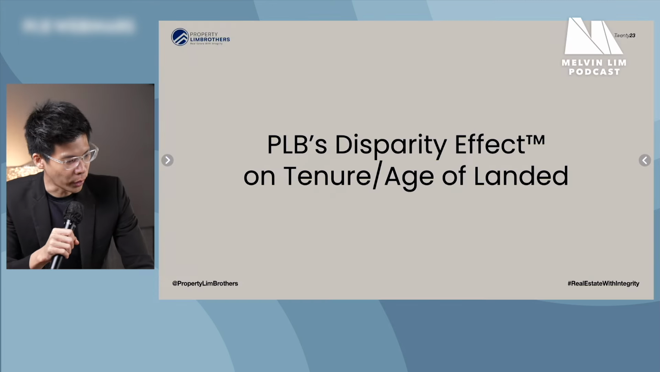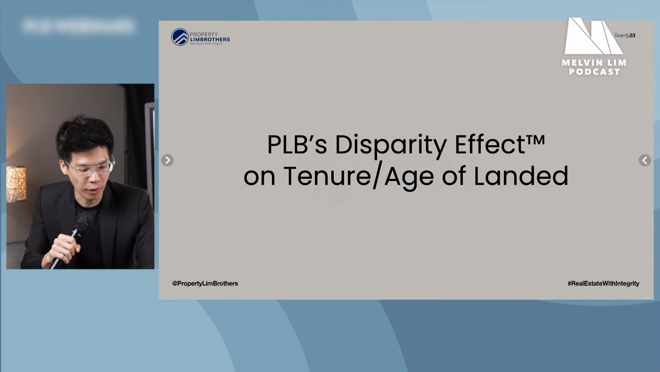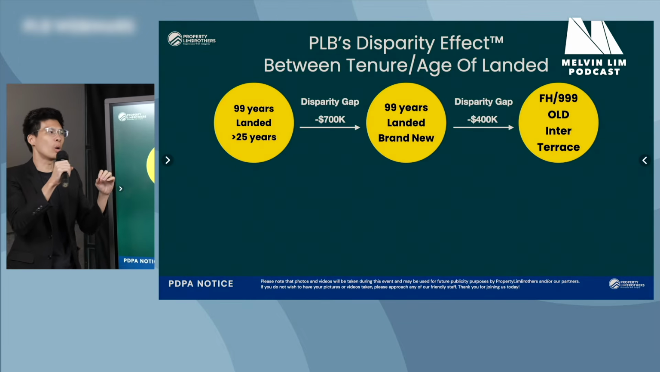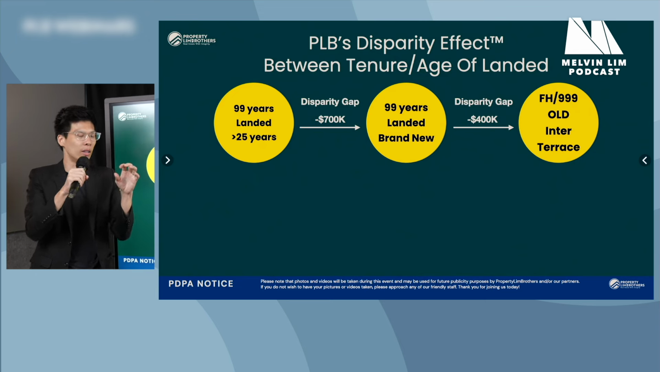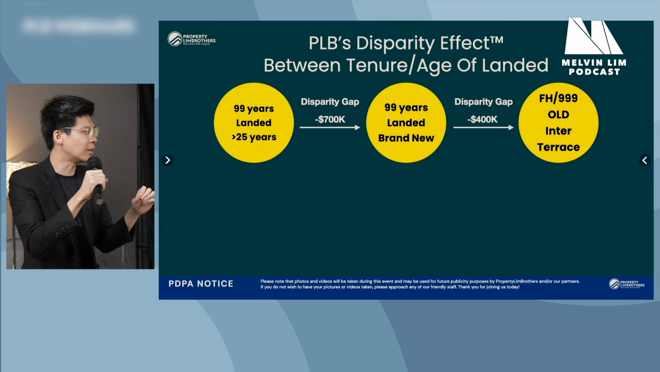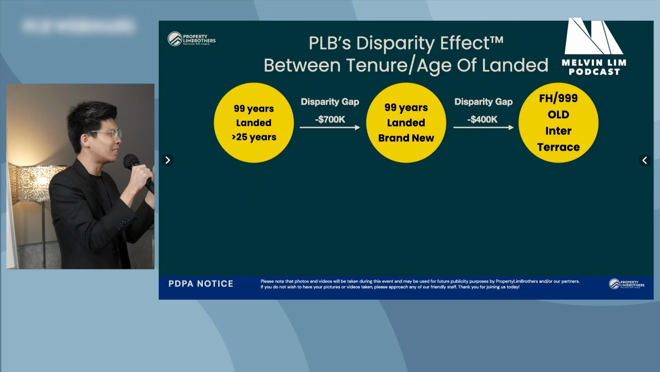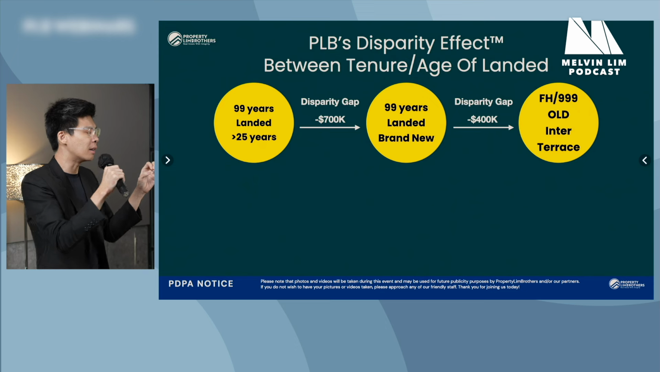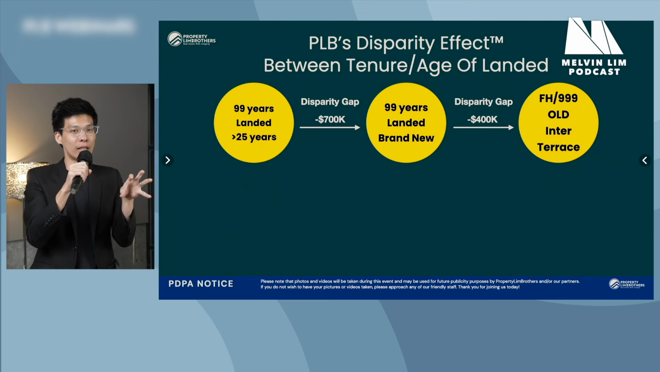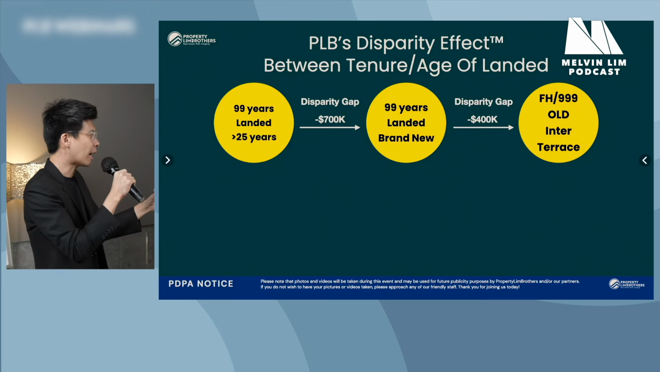And lastly, we can also use the disparity effect on tenure as well as the age of landed property. A lot of times, how we use the disparity effect is that we do not want to compare things purely on the surface value, because properties are not an apple-to-apple comparison. We need to add in different angles and perspectives to analyze these properties so that we can compare them in a better, fairer manner, and understand where the untapped potential is, so that we can position our funds to a better outcome in the years to come.